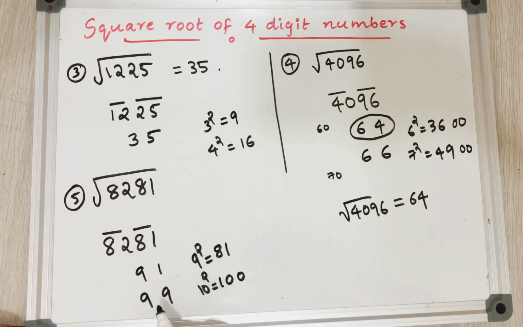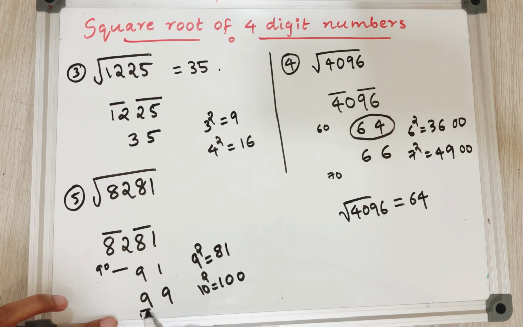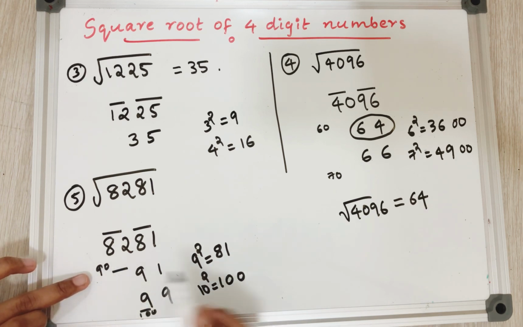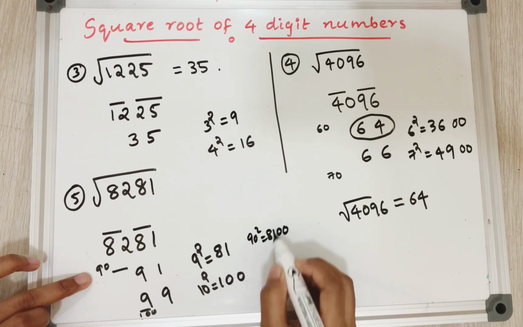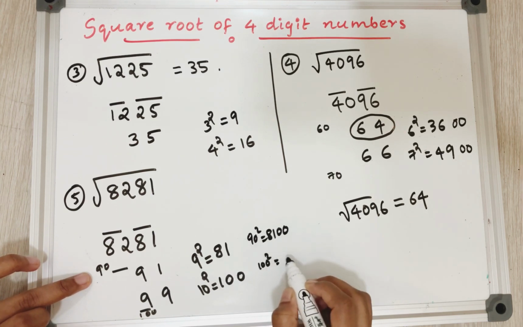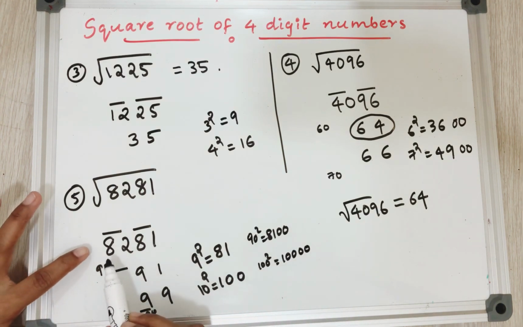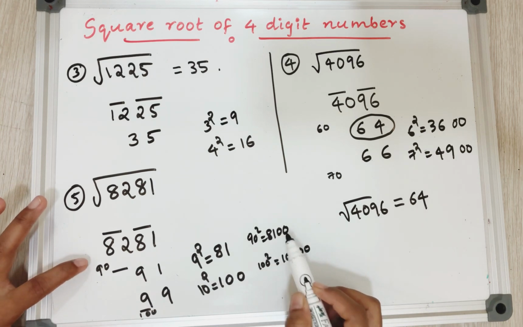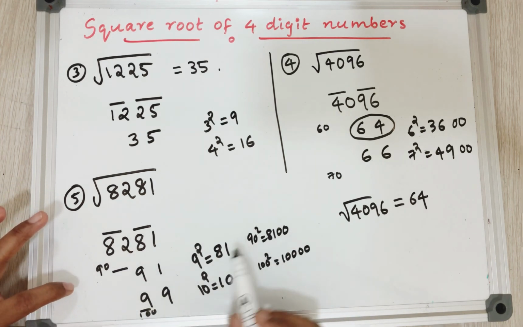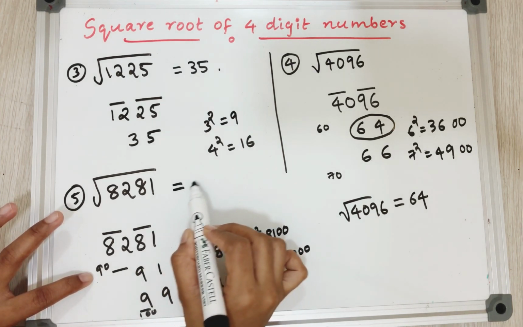We have two cases, 91 and 99. Now see, 91 is close to 90 and 99 is close to 100. Now 90 square is equal to 8100 and 100 square is equal to 10000. Now see, clearly 8281 is close to 8100, that is 90 square, or 91 is close to 90. Therefore, the square root is equal to 91.